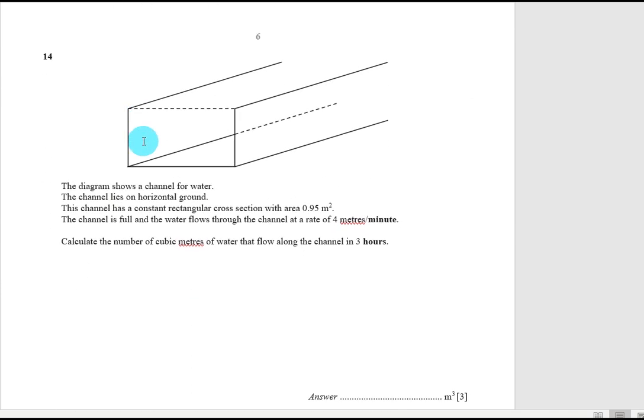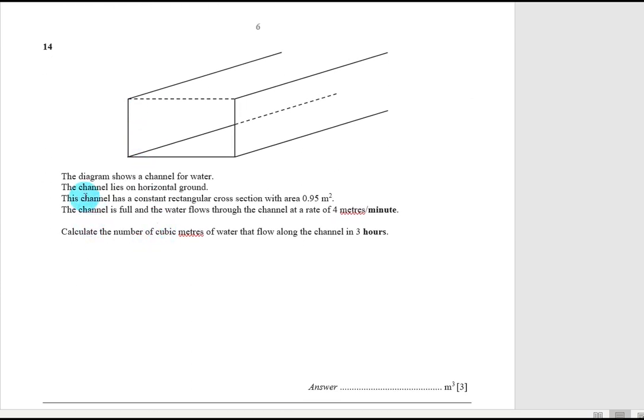Let us go ahead to another question. The diagram shows a channel of water. The channel lies on horizontal ground. This channel has constant rectangular cross-section with area. So this is the area. Area is equal to 0.95 meters square.